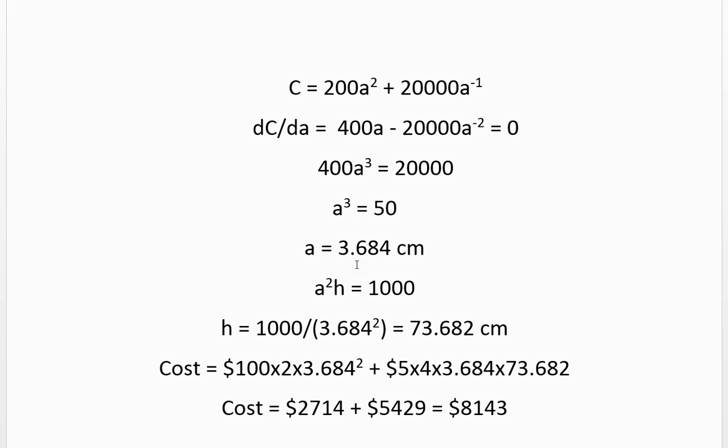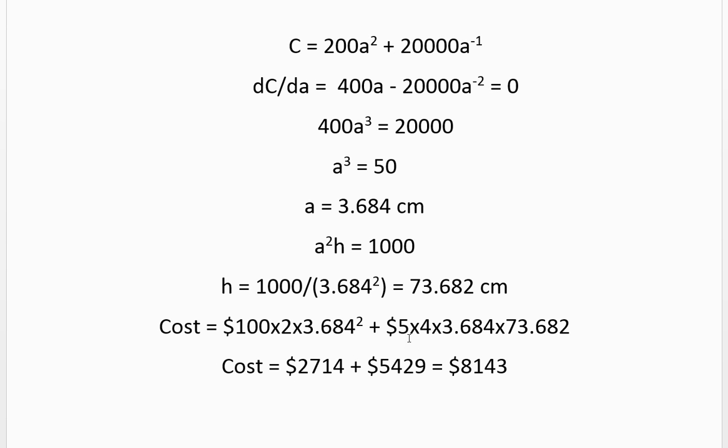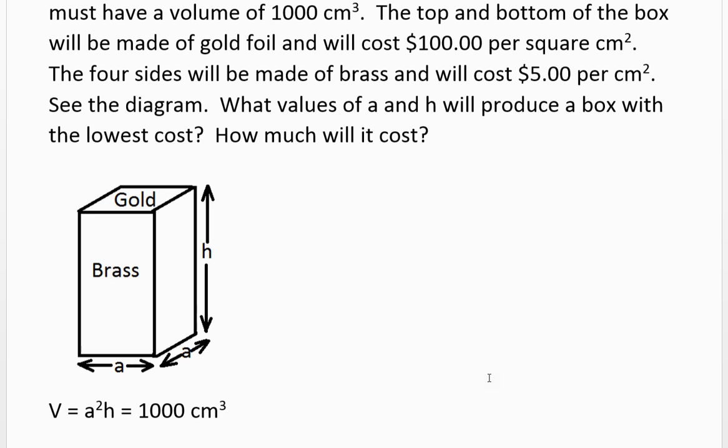And if you want to get the cost, we have to find H, and we know that A squared H is 1,000, so H is 73.682 centimeters. You can see this is a long, skinny box, a high, skinny box, because gold is expensive. You're going to have a little bit of gold and a lot of brass. The cost, then, we just plug in and we get $8,143 as the cost.